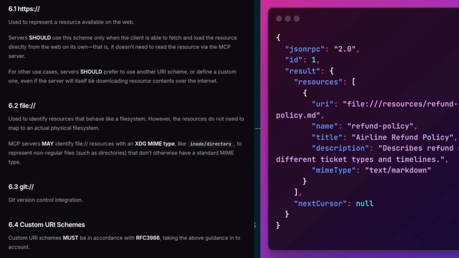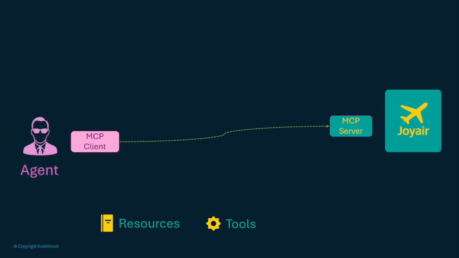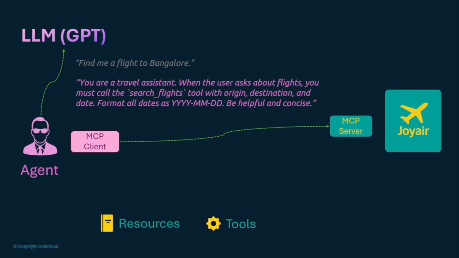Okay, so we now have tools and resources defined in our MCP server. Now, using these tools, the client or the AI agent that uses the client needs to call the LLM. Now, you can leave it up to the AI agent or the developer building the AI agent to create the right prompt for the LLM. So whoever is building the AI agent might decide to send a prompt to the AI agent, say, find me a flight to London. However, as a developer of the MCP server, you know the better prompt is that you are a travel assistant, and when the user asks about flights, you must call the search flights tool with the origin, destination, and date, and format all dates as the particular format that's given here, and be helpful and concise.